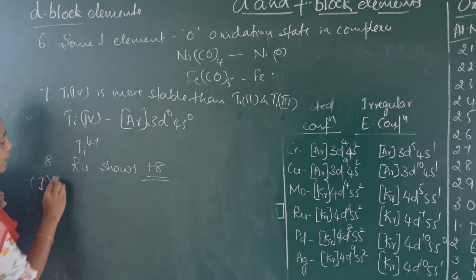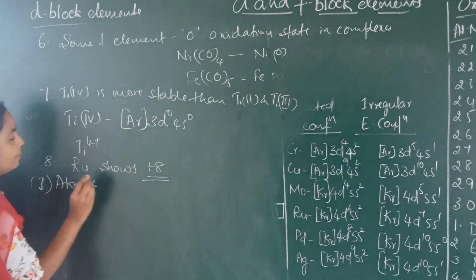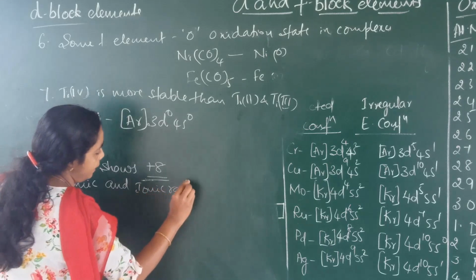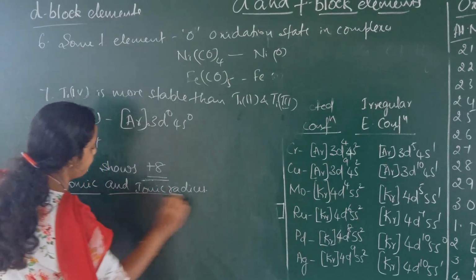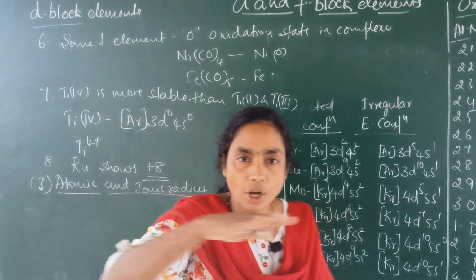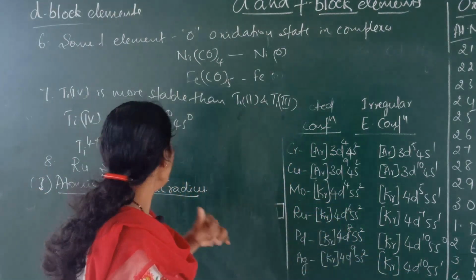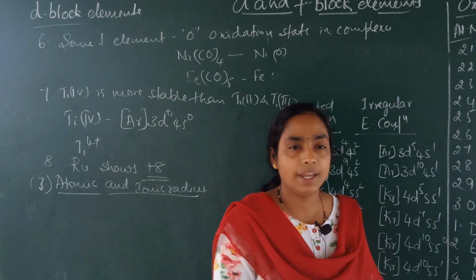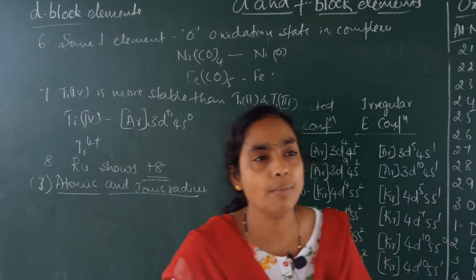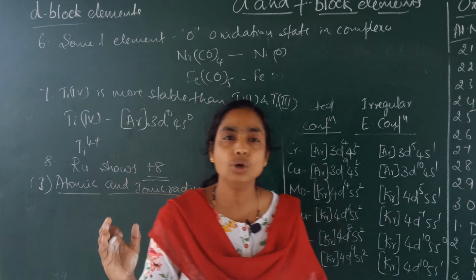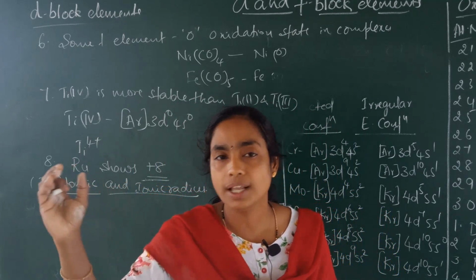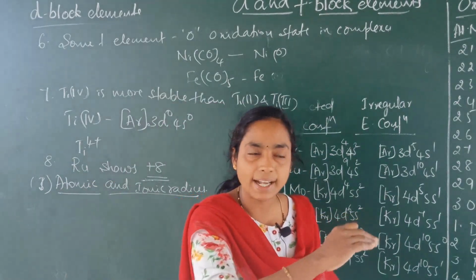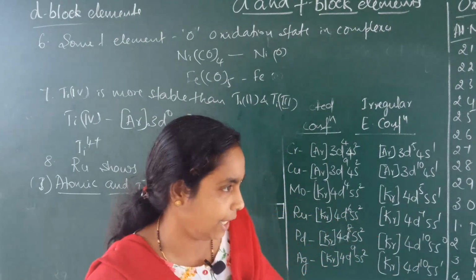Third general property, atomic and ionic radius. As you know, as we move across a period, atomic radius or atomic size decreases. This is because in the period, electrons are added to the same outermost shell. Therefore, effective nuclear charge increases. Outer electrons are attracted by the nucleus. Therefore, atomic radius decreases as we move across a period.